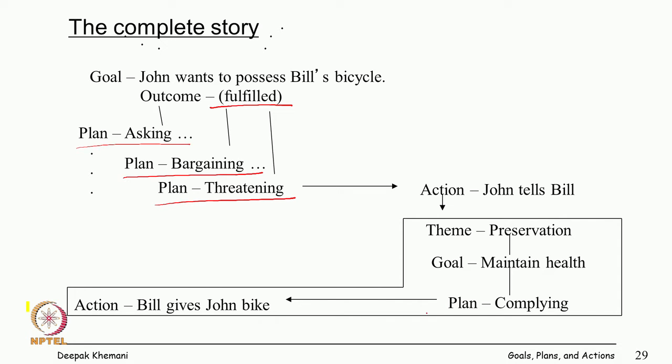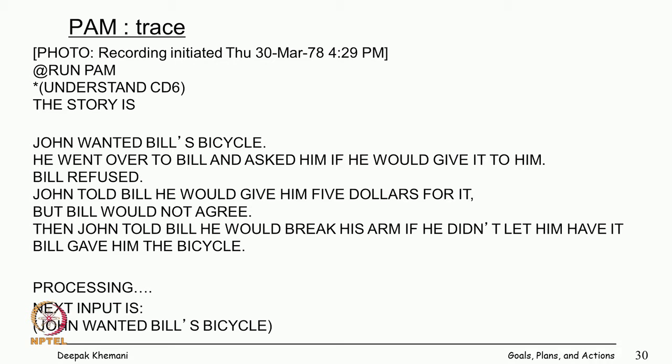And then we heard about this action called Bill gives John the bike. Why did Bill give John the bike? Because he had a plan of complying with the threat. He had been threatened, and why did he have a plan of complying with the threat? Because he had this goal of maintaining his health, and the goal came from the theme which is preservation. You always want to remain healthy, and that is why this whole thing happened essentially. So, PAM creates an explicit representation of this story.